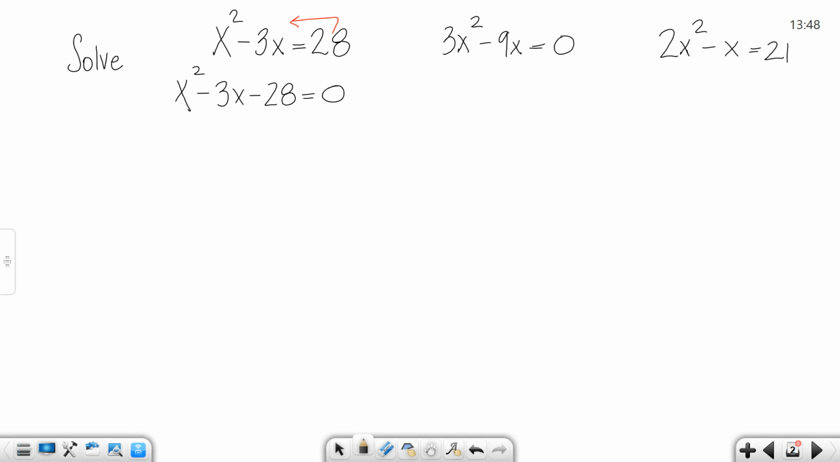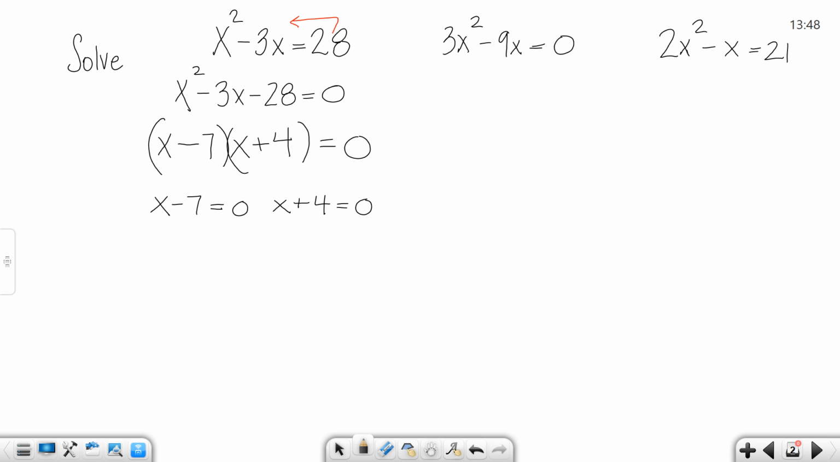Your first step for solving by factoring has to be to make sure it equals 0. That's step 1. Step 2 is to actually factor it. So to factor this one, the factors of 28 that subtract to give me 3 are 7 and 4, and I need the 7 to be negative. My signs are different. So that's step 2. Step 3 is to use the zero product rule. So it says either the first one equals 0, the second one equals 0, or both. Now I'm expecting you to do both because an x squared equation has 2 answers. So I need 2 answers for this one.